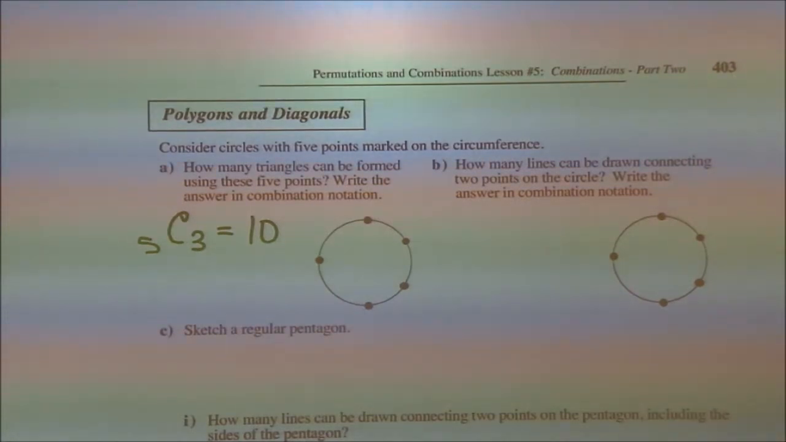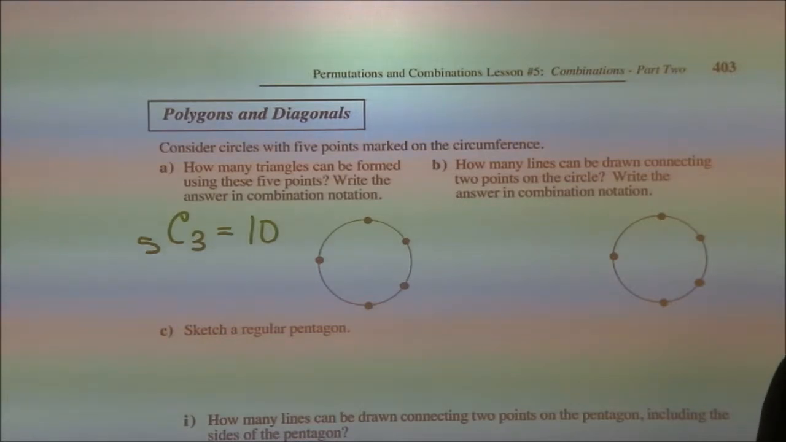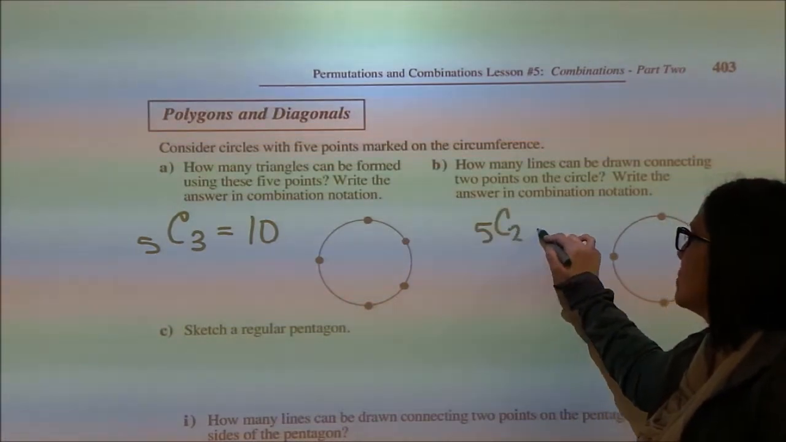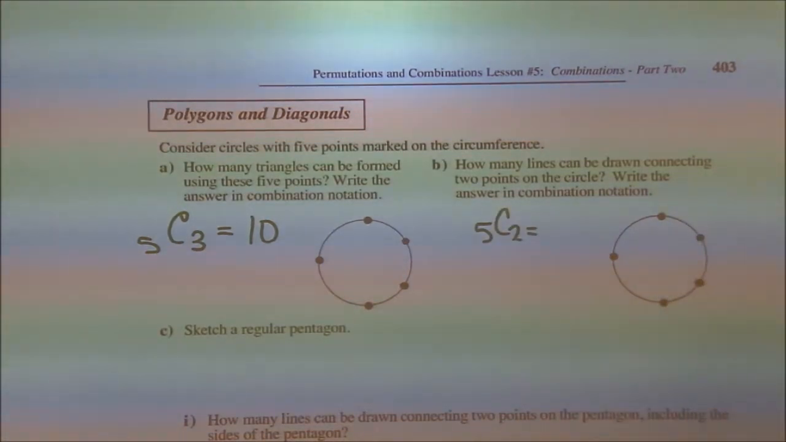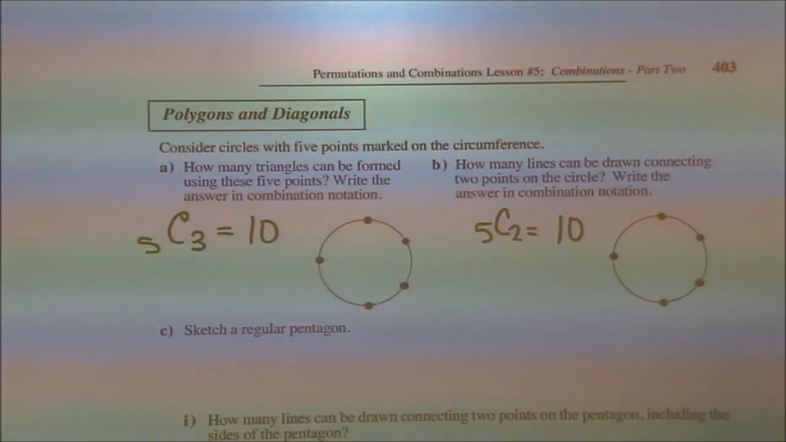Then, how many lines can be drawn connecting 2 points on the circle? So 5C2, which equals the same as 5C3. Why is it the same as 5C3? 5 minus 3 is 2.